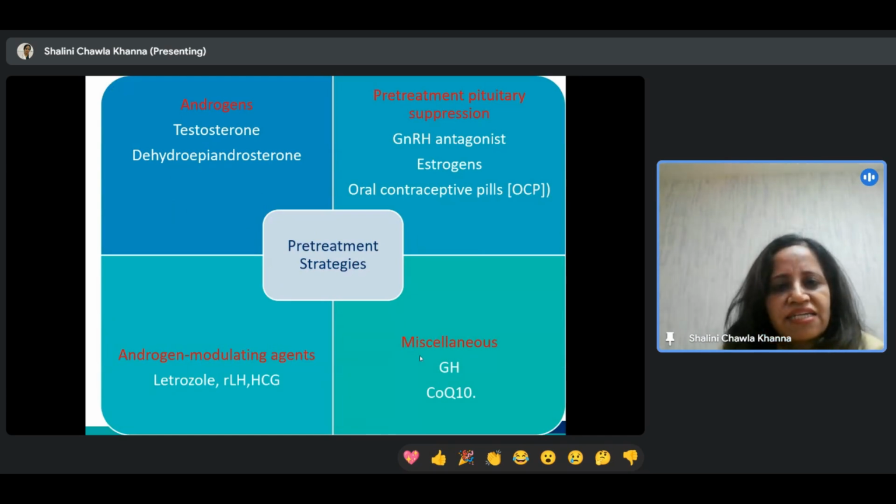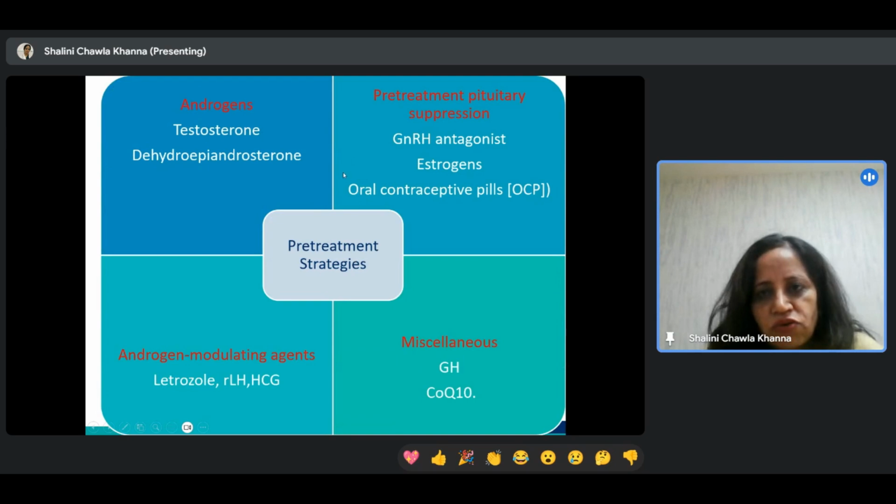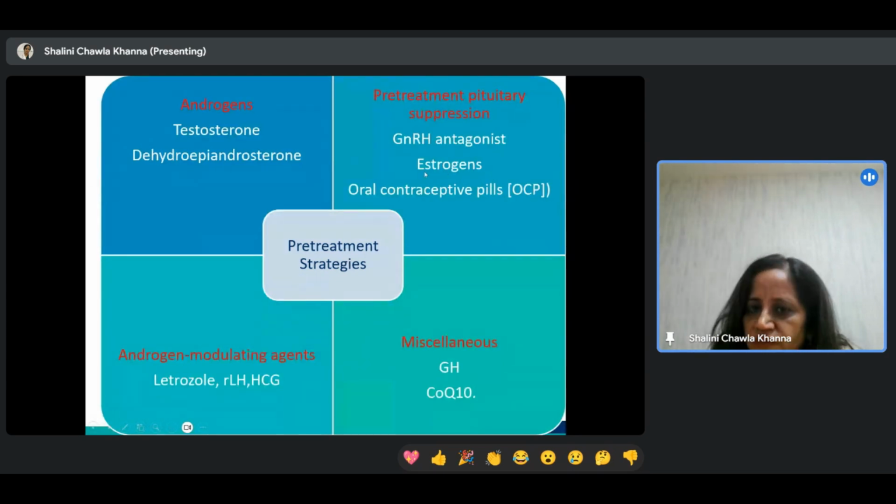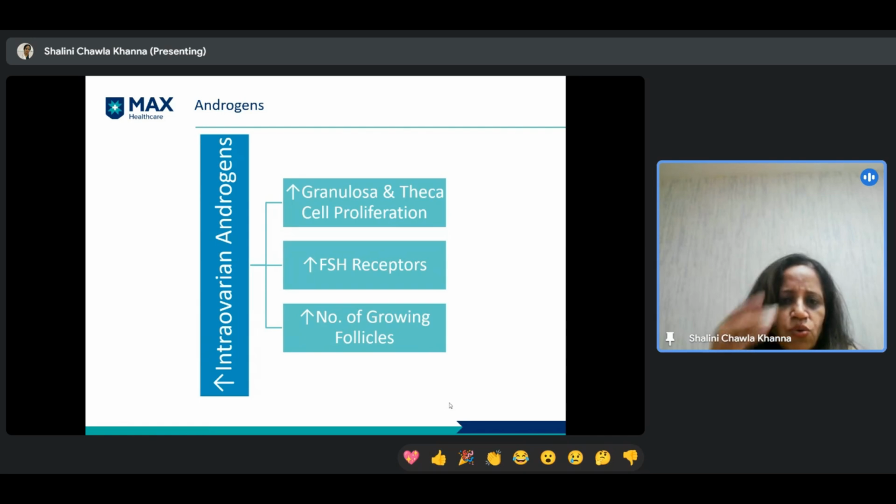Now, what are the strategies that we have? We have androgens. In androgens, we have testosterone and dehydroepiandrosterone, DHEA. Then the pre-treatment pituitary suppression agents, like GnRH antagonist given in the luteal phase or the delayed start, which I'll be covering, either estrogens given in the previous cycle or the oral contraceptive pills. Or there could be androgen modulating agents like letrozole, recombinant LH, HCG, and miscellaneous agents like growth hormone and CoQ10. I will be going one by one.